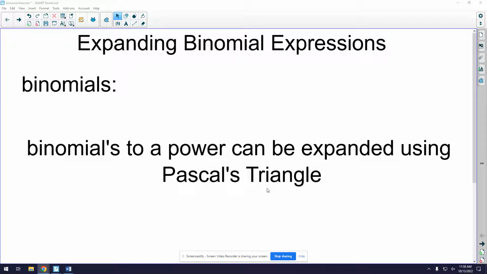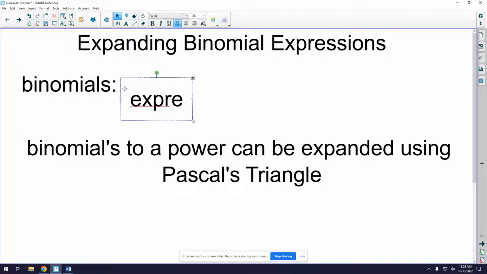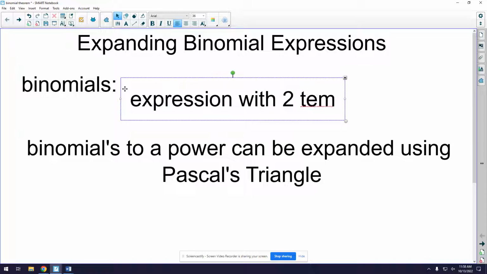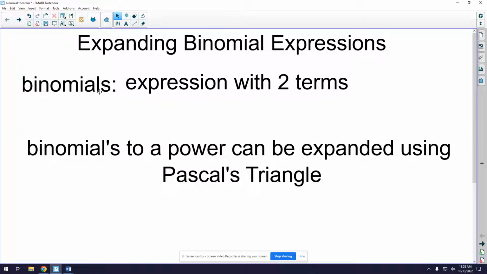All right, we're going to look now at expanding binomial expressions. So first of all, I just want to remind you, a binomial is an expression with two terms. Binomial, by two terms. We are going to expand binomial expressions. So what that means is we're going to have any two-term expression to some exponent.